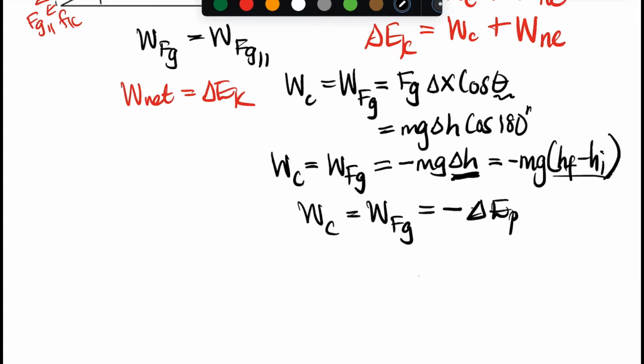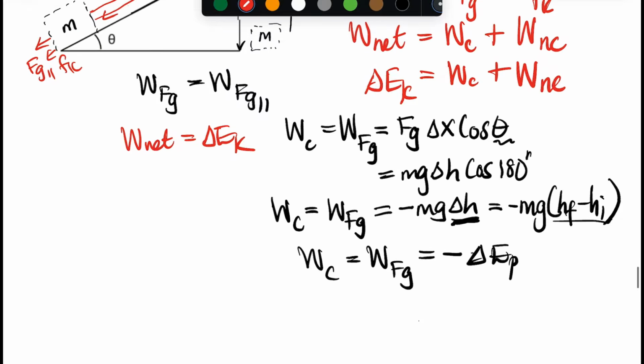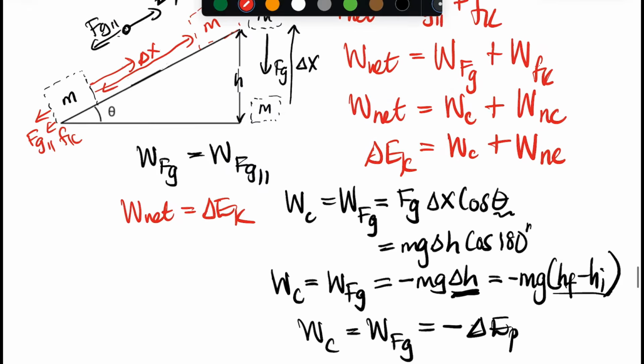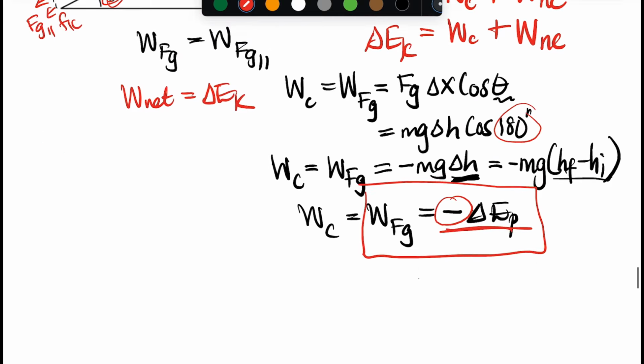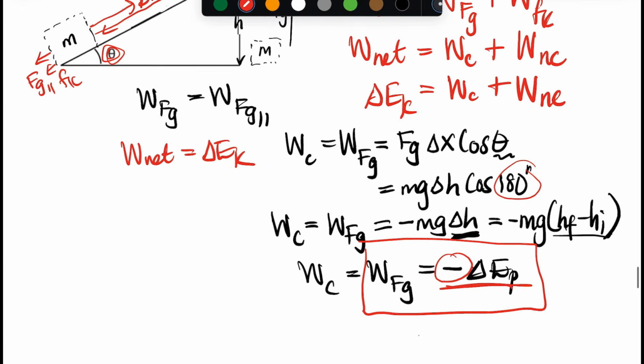So guys, all the time when you want to calculate the work done by gravity on an incline and you're not given the angle, you can simply replace the work done by gravity by this, and don't forget the negative, it comes from 180 there. Now we can go back to what we started here.